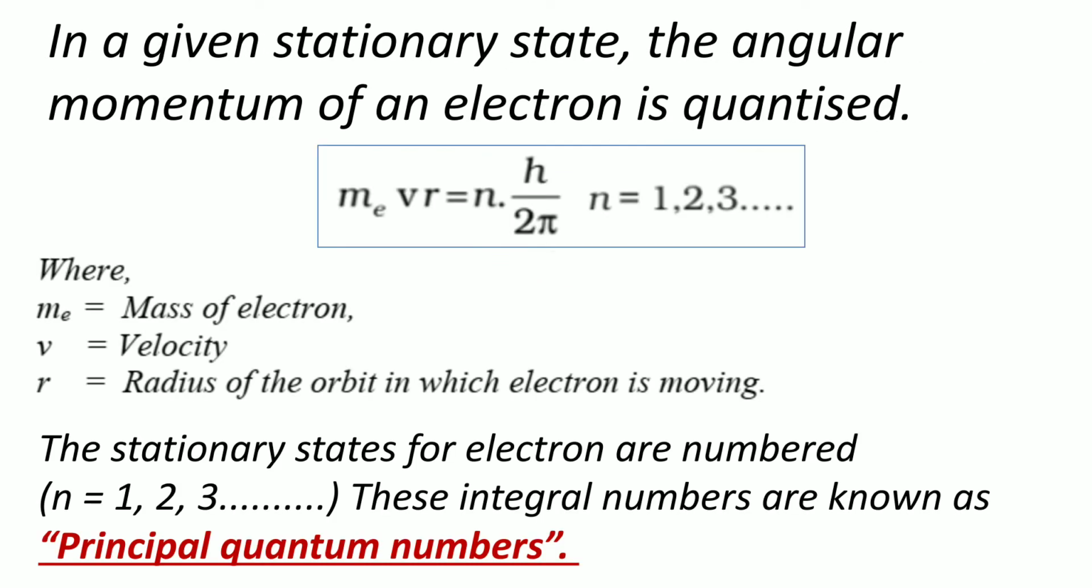In a given stationary state, the angular momentum of an electron is quantized. This is one of the main postulates of Niels Bohr's theory for the hydrogen atomic model or hydrogen spectrum. So this is mvr equal to nh upon 2 pi. Here m is the mass of the electron, v is its velocity in that shell, and r is the radius of the orbit in which the electron is moving. And the value of n, the principal quantum number, is 1, 2, 3 and so on. These integral numbers are known as principal quantum numbers. As I told, small n is the principal quantum number.